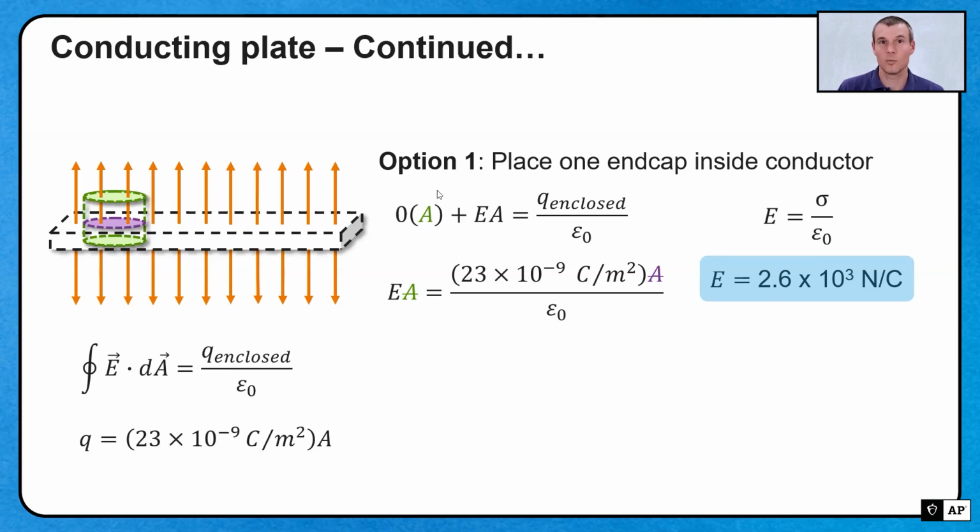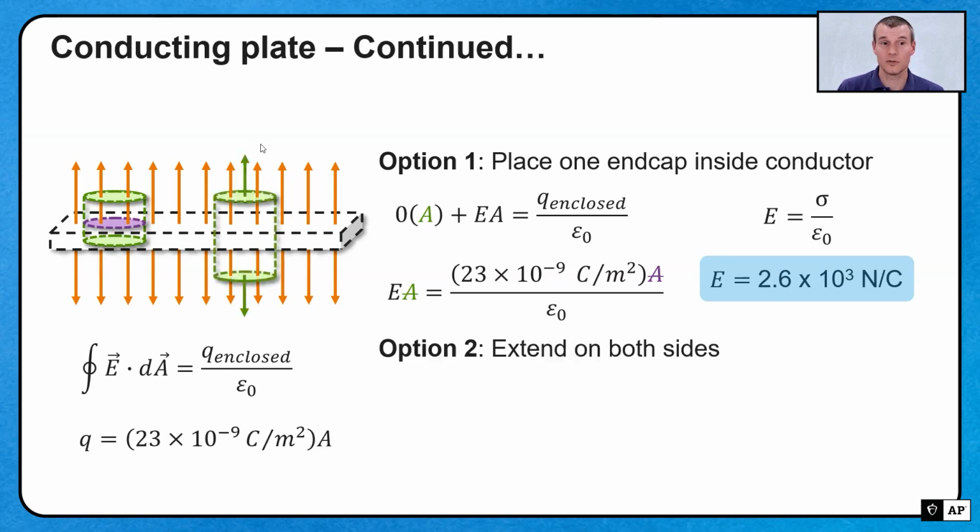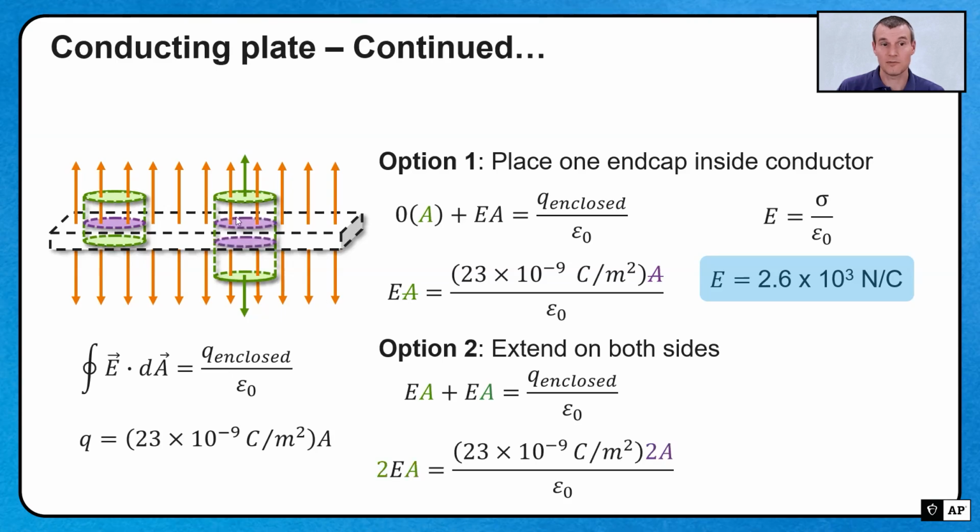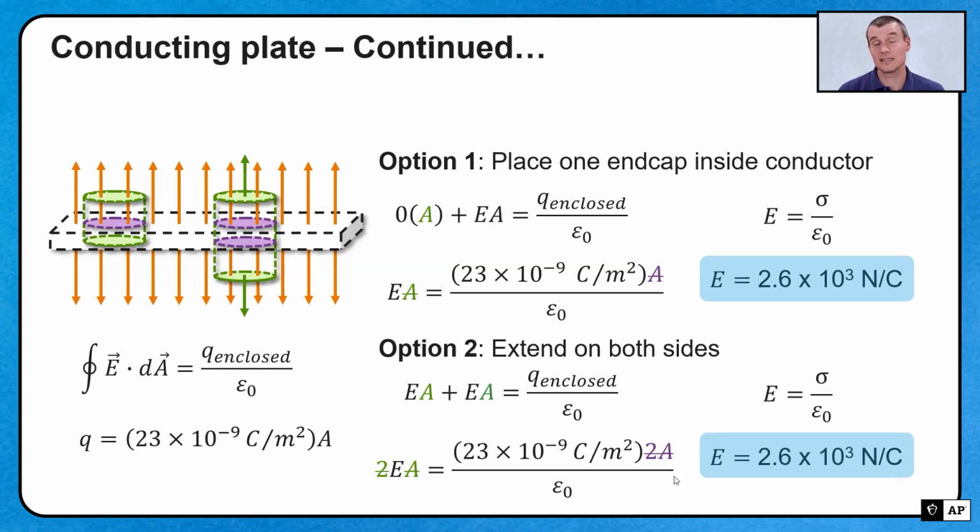But I said this is option 1. Why? Because the other option you could do is draw this Gaussian surface. And this one's just as good. When you do this one, we extend it on both sides equidistant, but now we have 2 areas, this bottom area and this top area. So this left side is going to have 2 different area terms. That also means that we're going to have 2 charges enclosed. It's not just the top surface that has charge now, it's the top one and the bottom one. So because that's the case, this 2A and that 2A end up canceling, and we get the exact same thing.